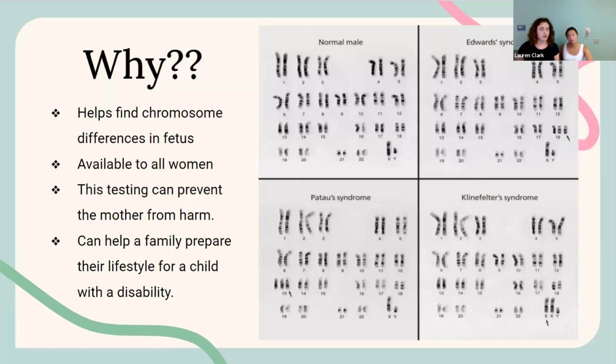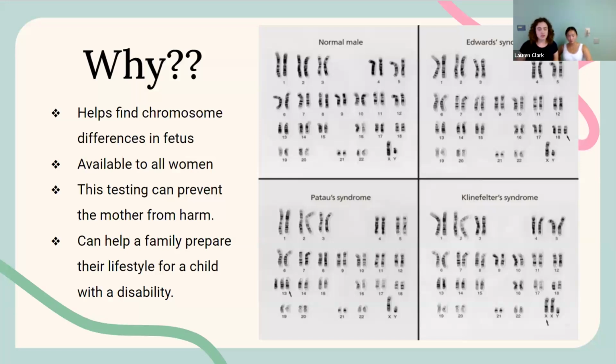So we have some visuals of chromosomal disorders. We have the normal male chromosome, and then we have Edwards syndrome, also called trisomy 18. It's an extra copy of the 18th chromosome. And then we have Patau's syndrome, where it is more likely that the fetus will not go to full term. That is an extra copy of the 13th chromosome, also called trisomy 13.